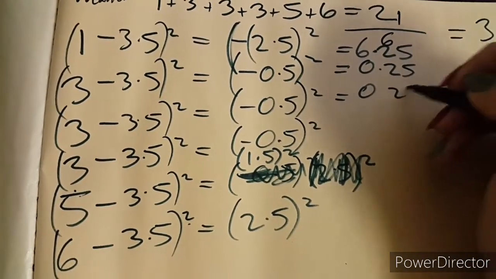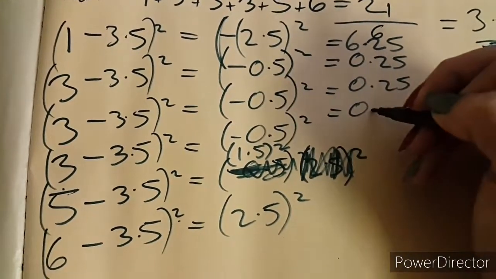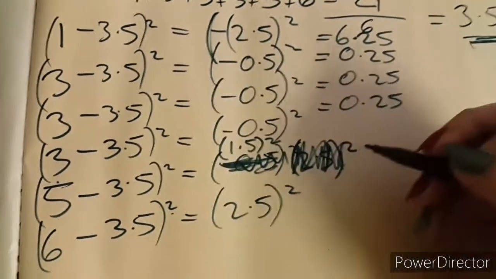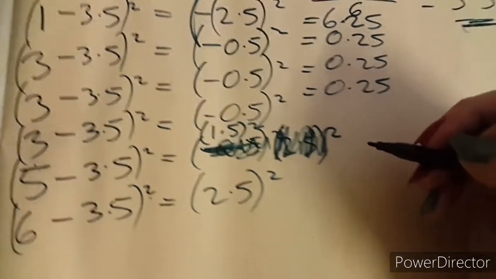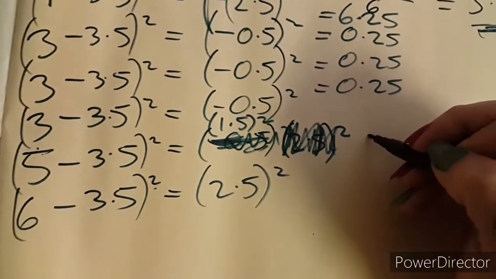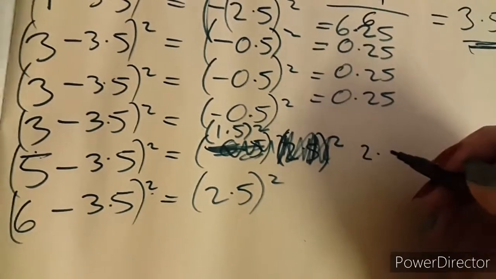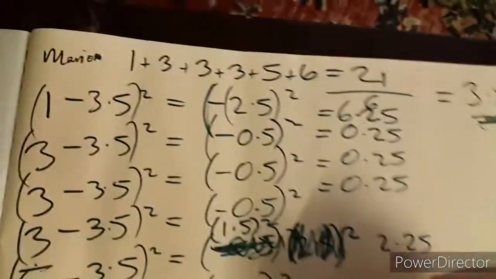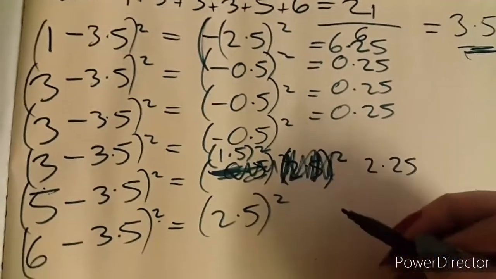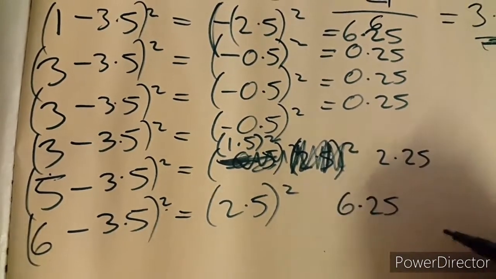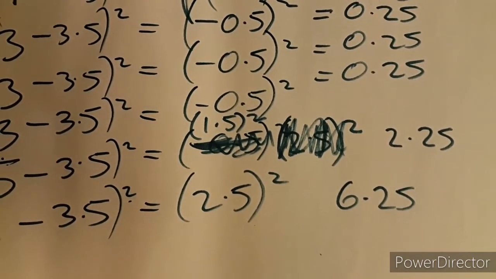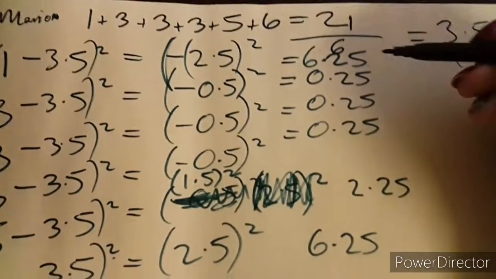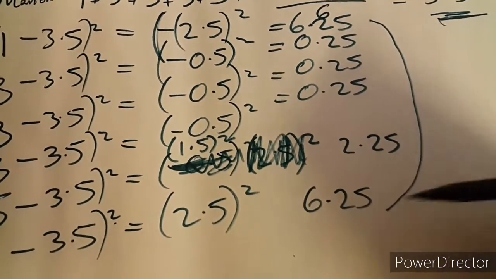So here we have 0.25. Again, that's the same for these results because it's the same number. 1.5 squared is 2.25. And this one, 2.5 squared, gives us the same result as negative 2.5 squared, which is 6.25. Okay, so then we have to find the mean of these values.